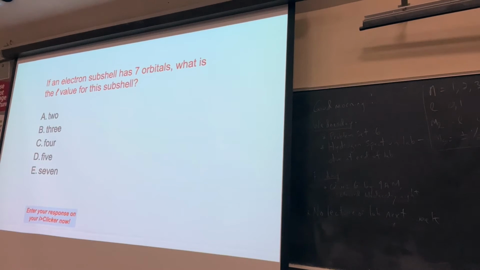Here's a question I'd like you to think about. If an electron subshell has 7 orbitals, what is the L value for this subshell? So see if you can figure out, if there's 7 orbitals in a subshell, what's the L value, all right? Now remember, L values can also be correlated with the letters, but I'm looking for the number that goes along with L. There's a couple different ways to do this problem.